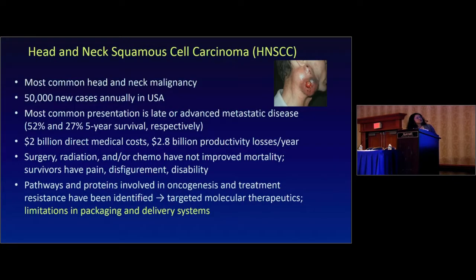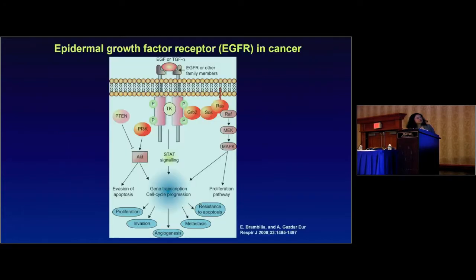So we've used this to treat head and neck cancer, which is the most common head and neck malignancy. There are 5,000 new cases annually. Its most common presentation is late, and it has dismal prognosis. It's a very expensive disease, and various approaches have now improved mortality but result in much morbidity. And fortunately, there have been pathways and proteins involved in the oncogenesis that can lead to targeted molecular therapeutics, but there are limitations in packaging and delivery systems, and this is where our delivery approach can be advantageous.